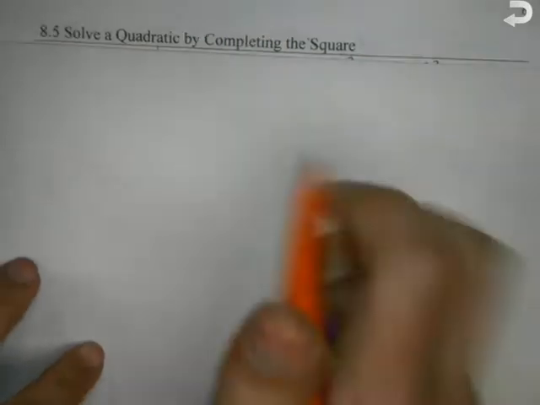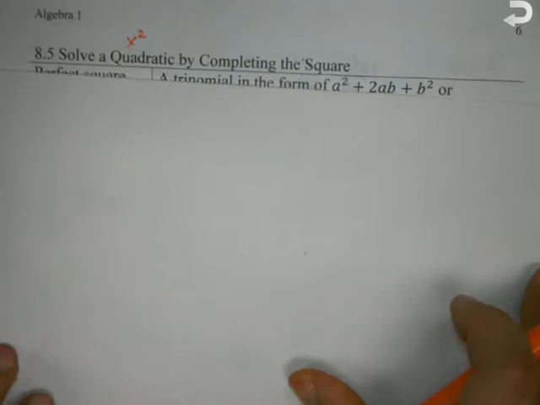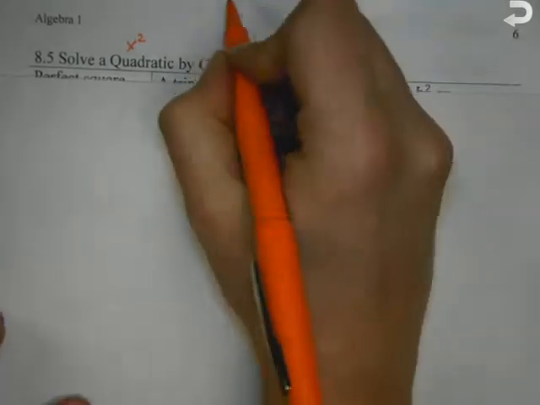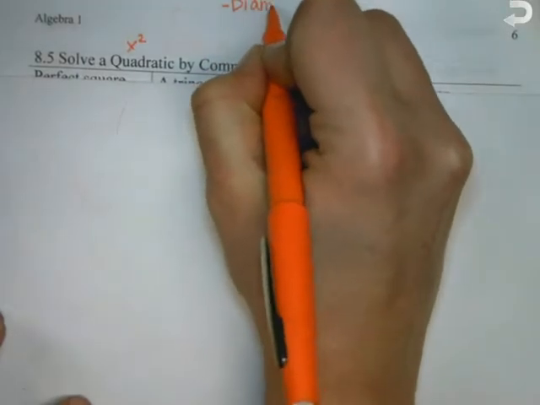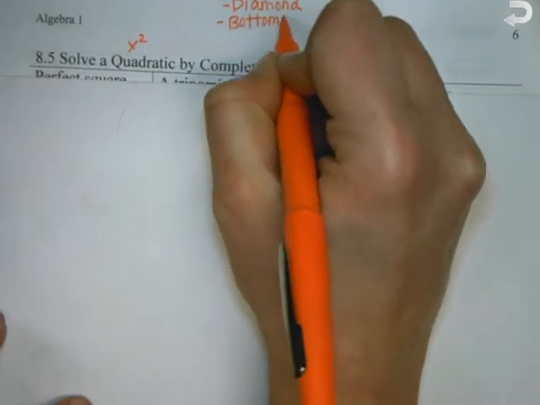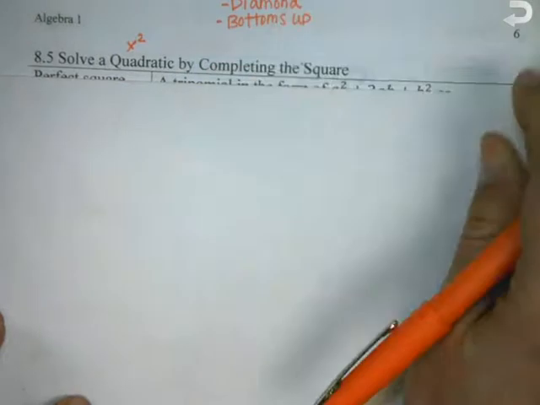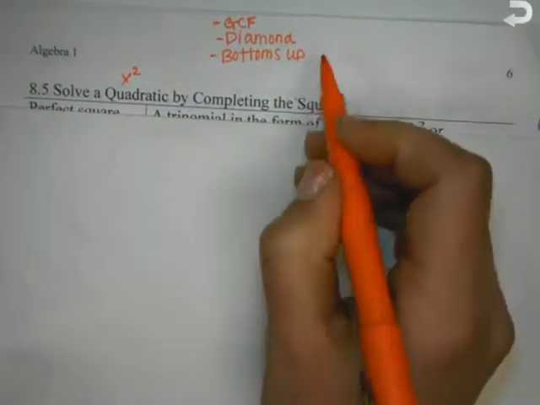So in our previous units, we learned how to solve a quadratic, and remember a quadratic is an equation that has an x squared term in it. We learned how to solve a quadratic using different factoring methods. Our different factoring methods included the diamond method, bottoms up. Oh, our very first method ever was GCF. So we had GCF, diamond method, bottoms up.